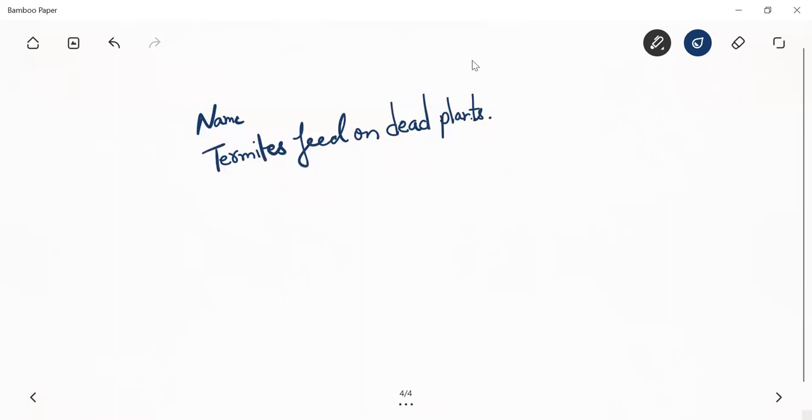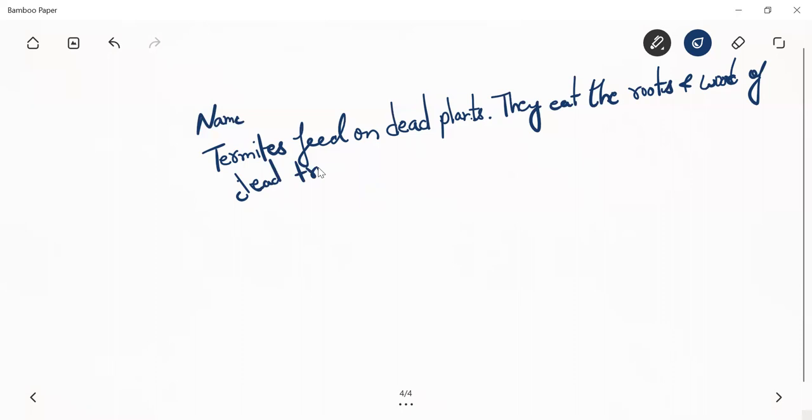They eat the. What do they eat? Roots and wood of dead trees. Okay. Did you understand the way of writing? Yes, ma'am. If we simply write the answer, we may not get the full marks. So we always have to write the answer in a proper manner. Like termites feed on dead plants. Then they eat. What do they eat? The roots and wood of dead trees. Got it? Understood.